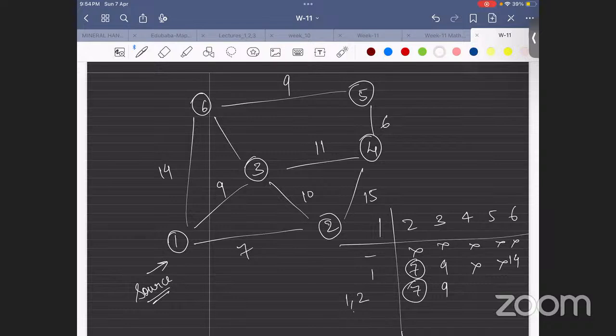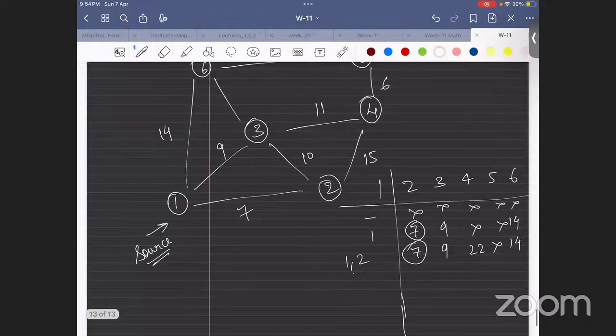If you have to reach it to 4, how will you reach to 4? You can reach it to 4. Yeah, this you can reach it 15, 7 plus 7, 15. 22, correct? How can you reach it to 5? You can't reach it to 5. So that's why it will be infinite only. Can you reach it to 6? Yeah, 6 is there, 14. Which of them is minimum?